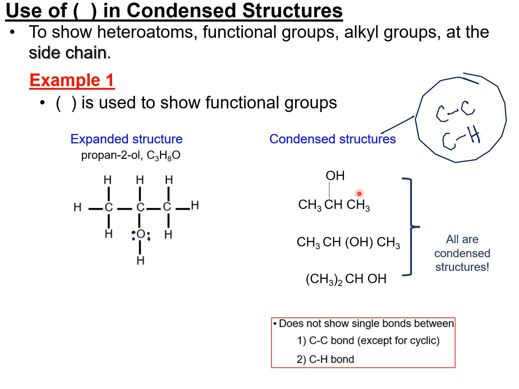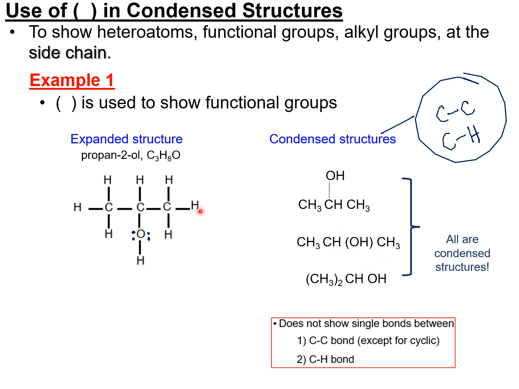That's kalau let's say you nak condensekan juga this OH, yes you can. Tapi kita akan letak bracket lah directly after dekat carbon yang dia attach. Contohnya dia attach dekat carbon yang kedua. So directly after you condensekan CH dekat carbon yang kedua, terus letak dalam bracket OH.